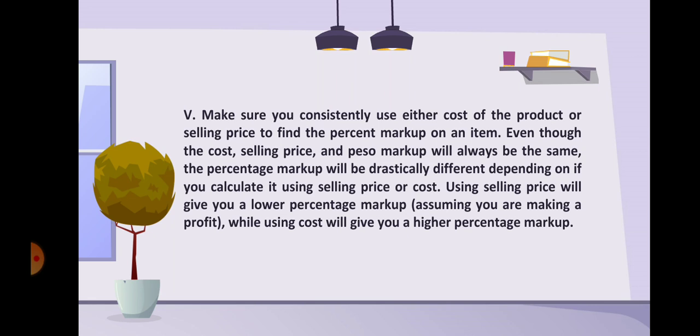Then, the last step: make sure you consistently use either the cost of the product or the selling price to find the percent markup of an item. Even though the cost, selling price, and peso markup will always be the same, the percentage markup will be drastically different depending on if you calculate it using selling price or cost. Using selling price will give you a lower percentage markup, assuming you are making a profit, while using cost will give you a higher percentage markup.